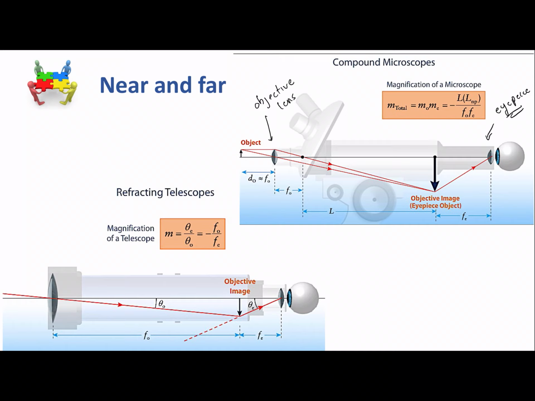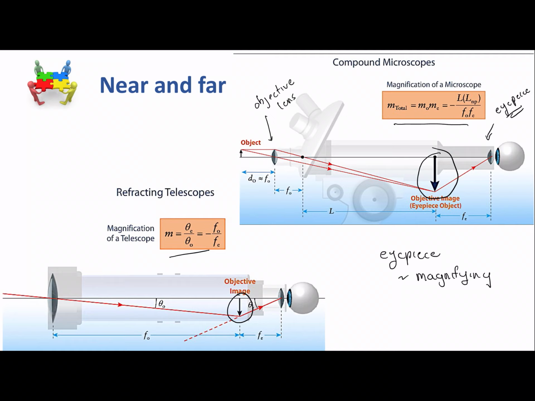The eyepiece in both cases functions essentially as a magnifying glass. The objective lens will create an image here or here, and you will use the eyepiece as if it were a magnifying glass to look at that image up close. So that's the function of an eyepiece in both a telescope and a microscope. And you can calculate the magnification you get from both instruments if you know certain aspects about them.